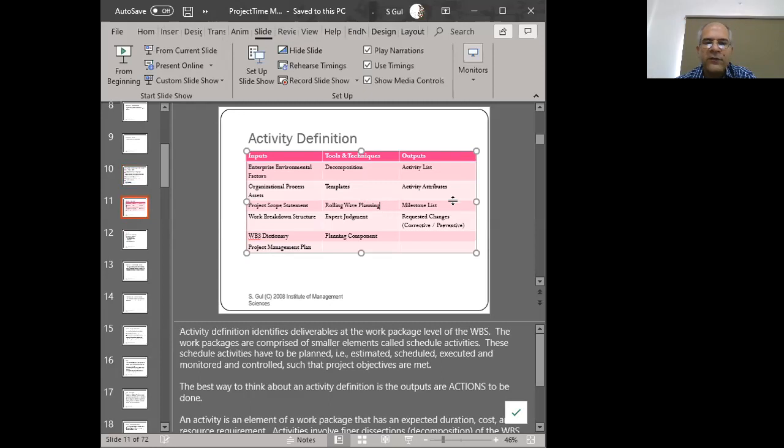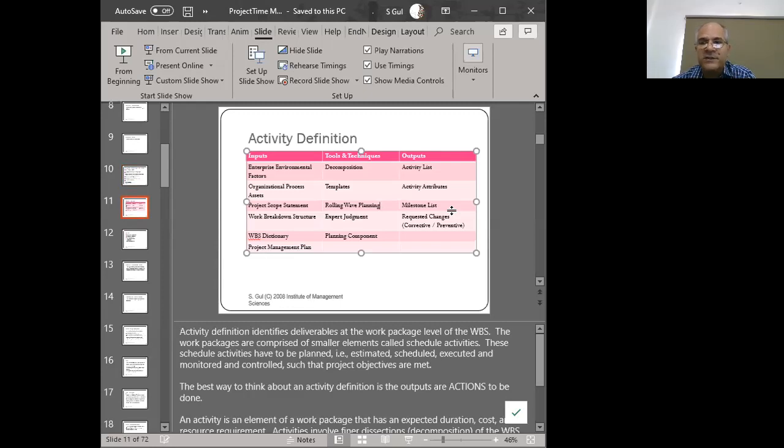We have this idea of rolling wave planning, meaning that we may not decompose the entire WBS at the beginning. Rather, we may decompose those activities or those things that are impending, that have to take place in the immediate future. So those things that are not impending will be left at a higher level of abstraction. And those things that are impending will be decomposed at a greater level, or a deeper level, right? That's the idea of a rolling wave.